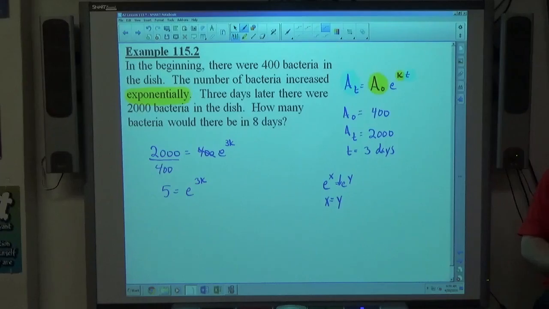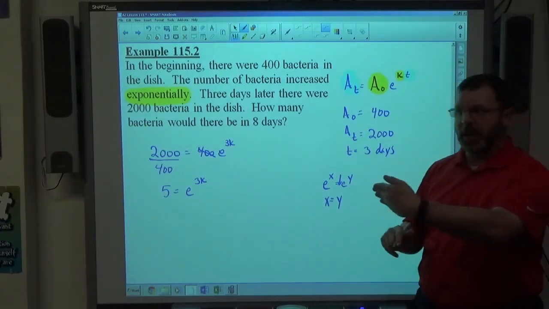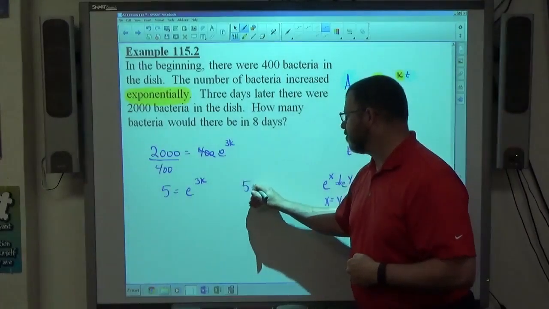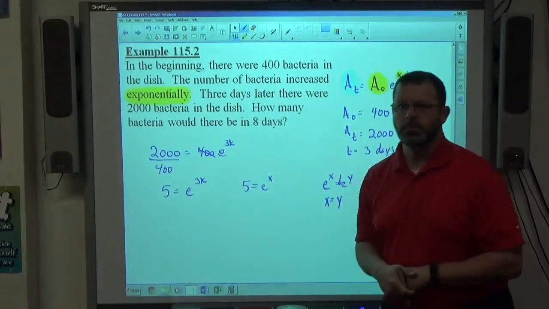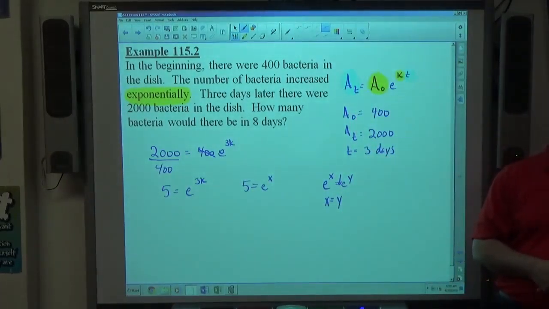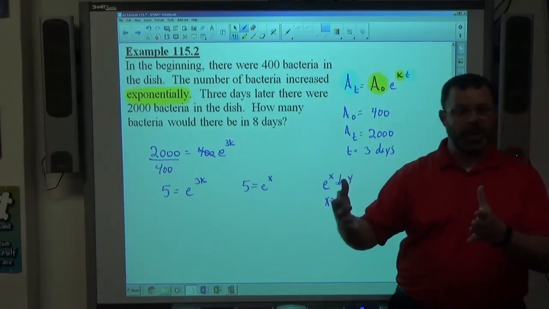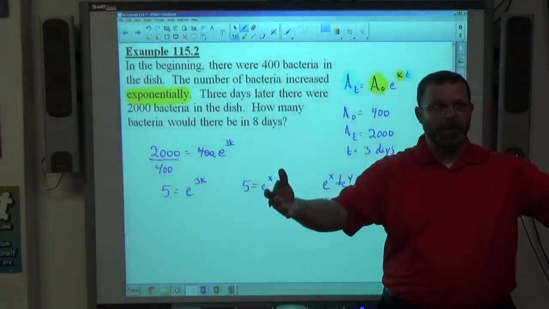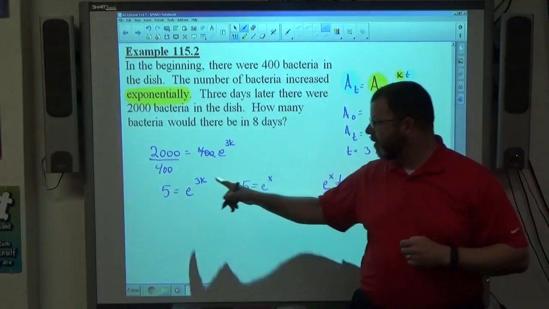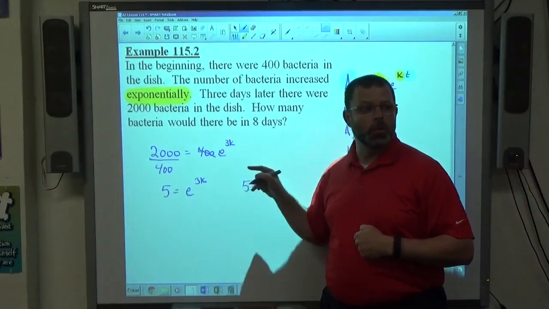All right? So again, I'm in a situation here. I want 5, the number on the left-hand side, to have the structure of e to a power. That's what I want, right? So I'm in the same boat I was in example 1. I had 10 to a power. I wanted 17 to be 10 to a power. I've got e to a power. I want 5 to be e to a power.